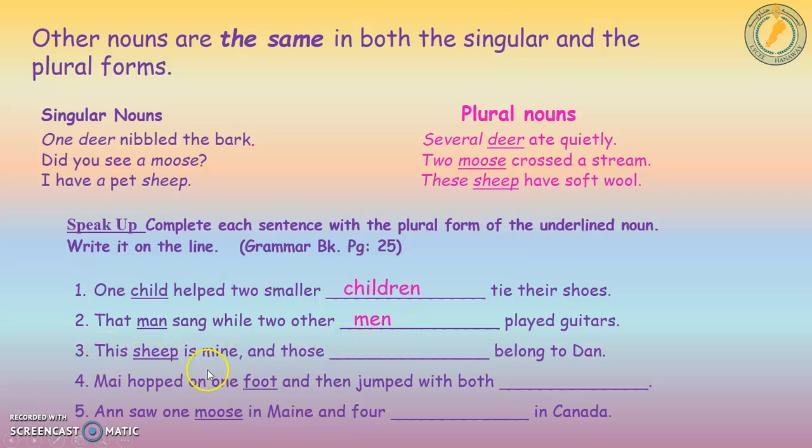Yes. This sheep is mine and those belong to Dan. Sheep stays sheep. Yes. Mai hopped on one foot and then jumped with both feet. Foot in the singular is feet in the plural. Yes. And so one moose in Maine and four in Canada. Yes, moose. Moose stays moose.